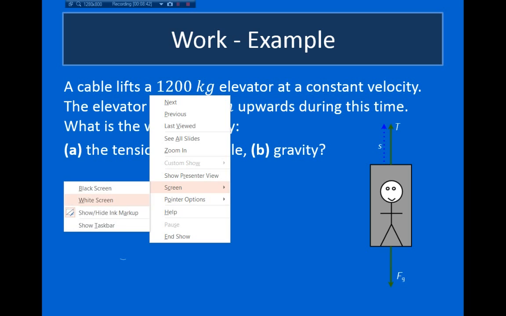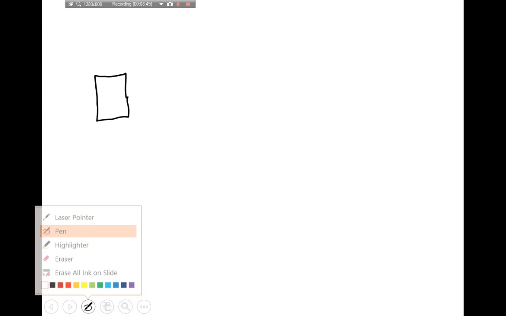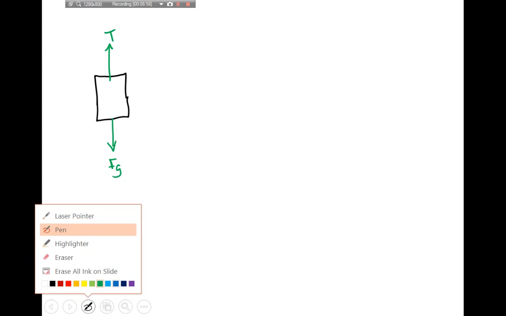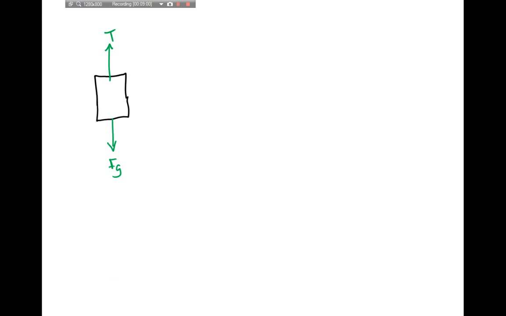So let me go ahead and open up a blank screen here. And let me first draw a little picture of what's going on. There are two forces acting on the elevator. There's the force due to gravity, and that points down. And then there's the tension that points up. And when I do these problems involving work, I'll also go ahead and show an arrow showing the displacement. So the object in this case is going to move upwards.